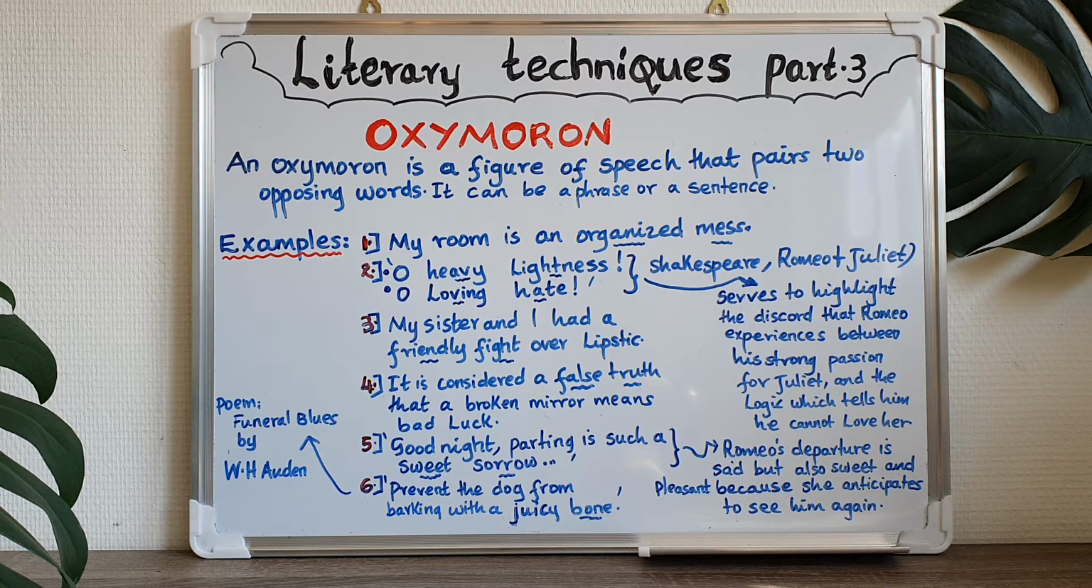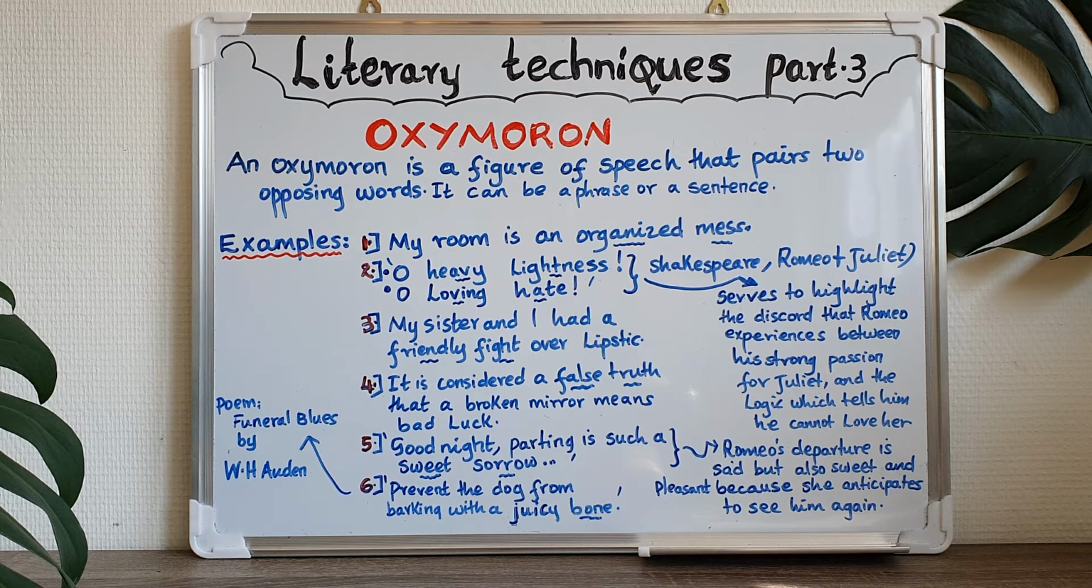In this lesson, we are going to continue with a series on literary techniques. This is part 3. I have already uploaded part 1 and part 2. In part 1, we talked about imagery. In part 2, we talked about juxtaposition. And in today's lesson, we're going to talk about oxymorons.